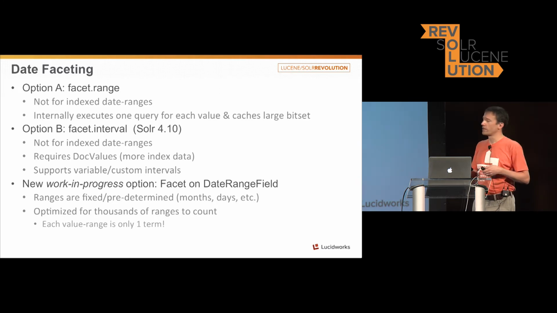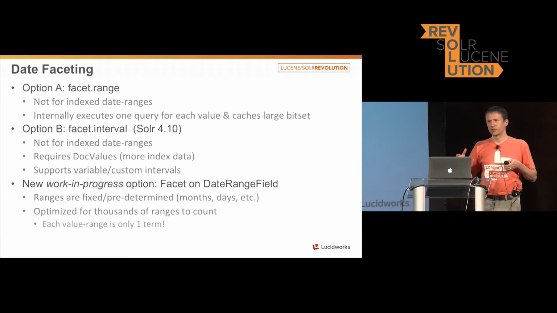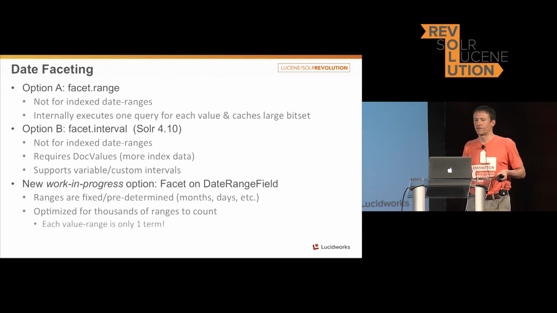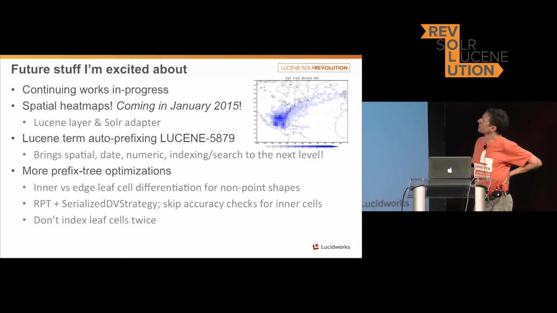Now, there's always trade-offs. So this makes sense when you're faceting on date ranges like months and days and typical common ones. It's not for arbitrary or variable changing possible things. The code should be amenable to support that hypothetically, but it's not really intended for that. And I'd love to see a benchmark at some point of these things.